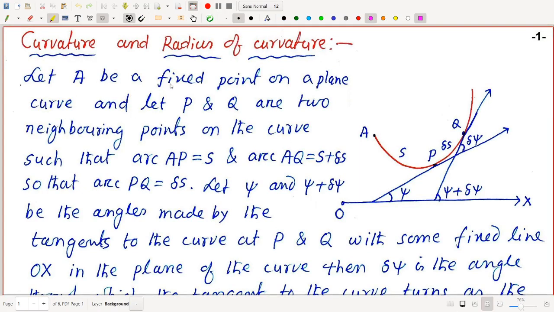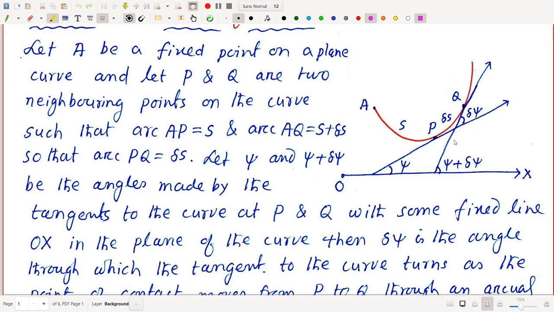Let A be a fixed point on a plane curve, and P and Q are two neighboring points on the curve such that arc AP equals s and arc AQ equals s plus delta s, so that arc PQ equals delta s. See in the figure, arc AP is s, arc AQ is s plus delta s, so obviously arc PQ is delta s. A is a fixed point on the curve. We are measuring the arc length from the fixed point A.